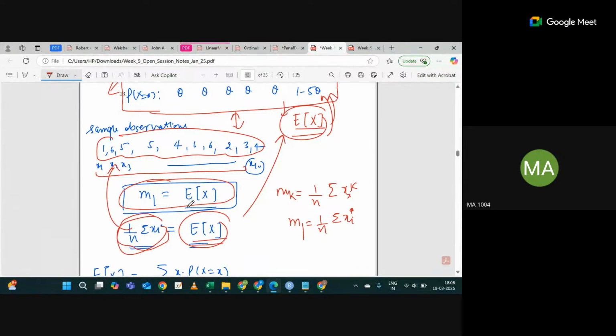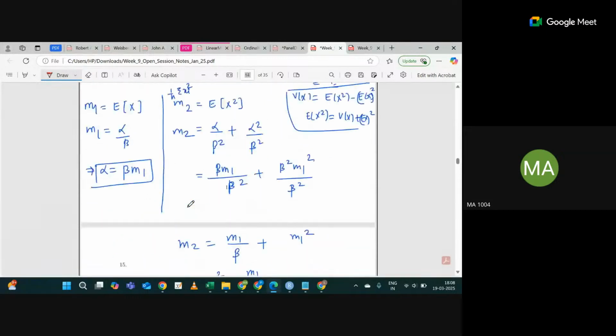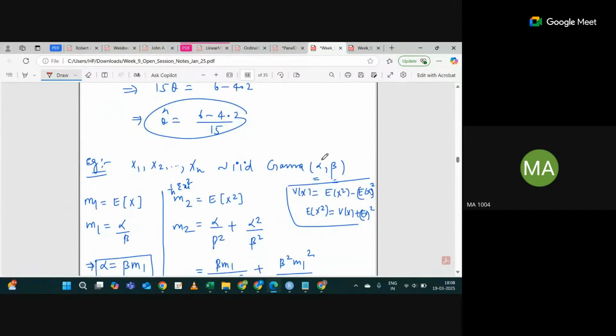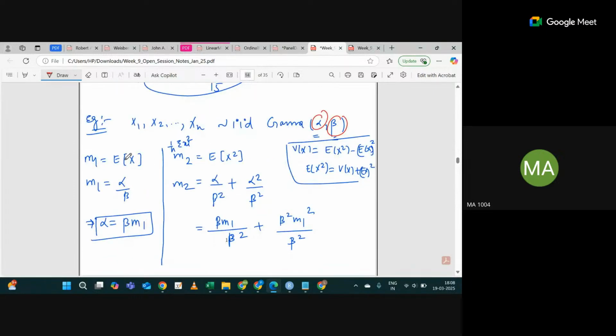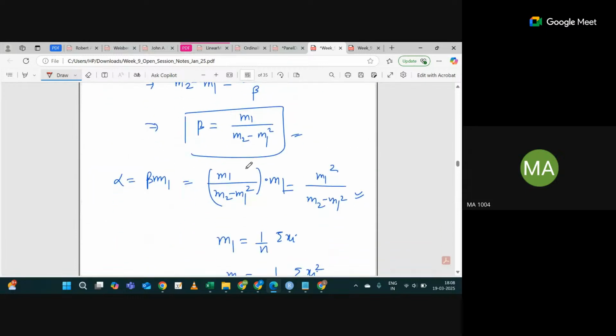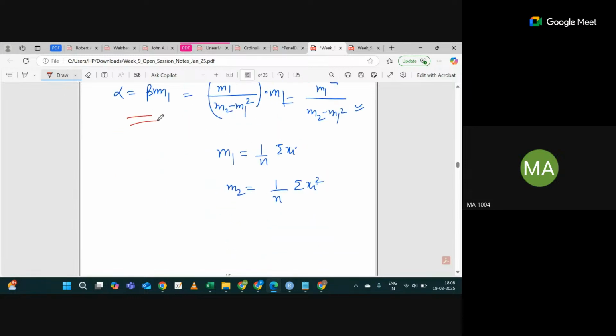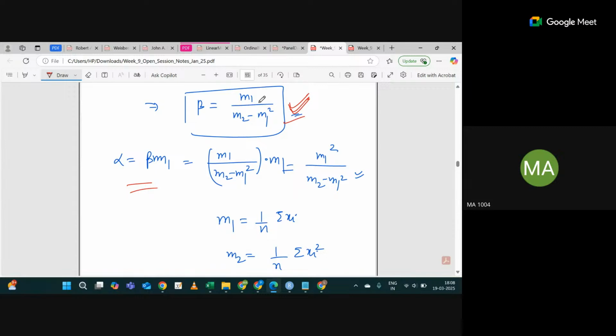If you see, for the gamma distribution we discussed, you have two parameters. You have to estimate these two, so we need two equations. We equated the first sample moment and we equated the second sample moment also. With the help of these two, we got the estimate of beta as well as the estimate of alpha. Beta we got as m1 divided by m2 minus m1 square. So what is m1? 1 upon n summation of xi. What is m2? 1 upon n summation of xi square.